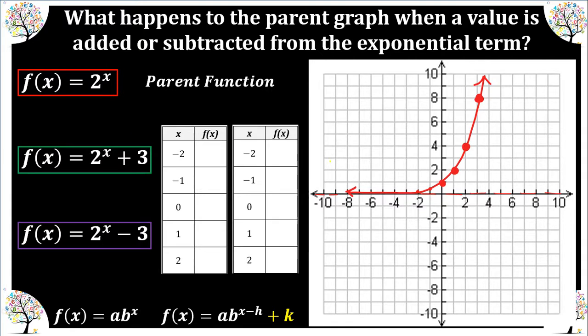So here we have the parent function, f of x equals 2 to the x, and we're going to be transforming this parent function. We're going to start by looking at what happens when we add to the exponential term. So 2 to the x is our exponential term. Let's see what is going to happen to our red parent function when we add 3. Also notice that our asymptote is y equals 0.